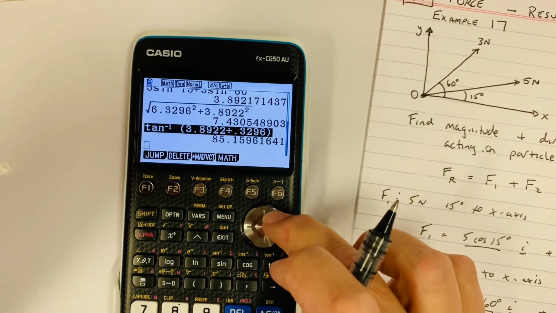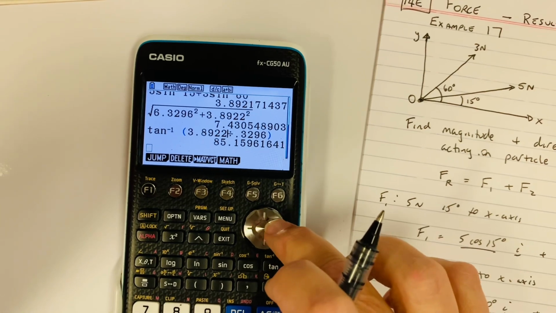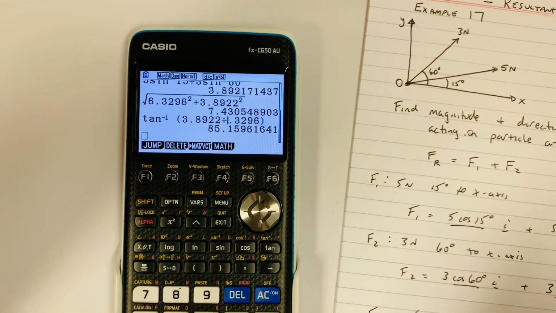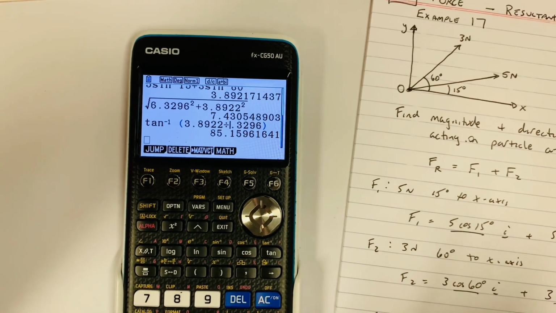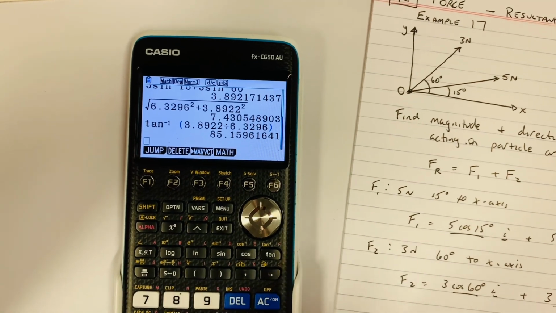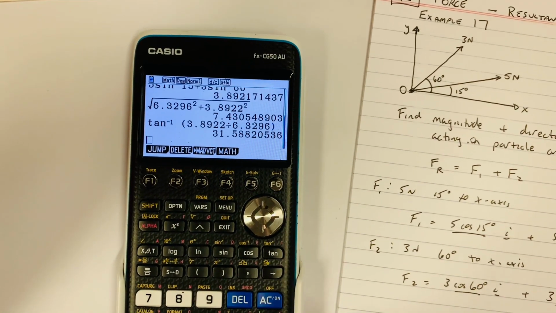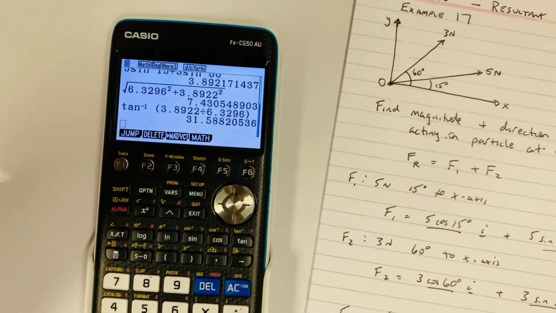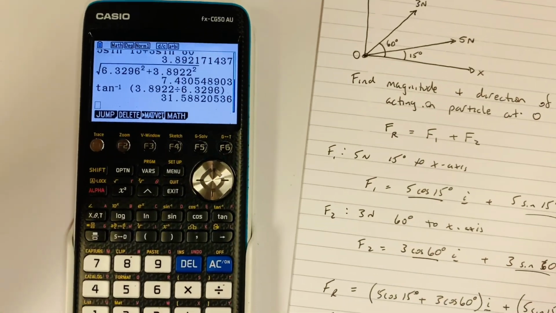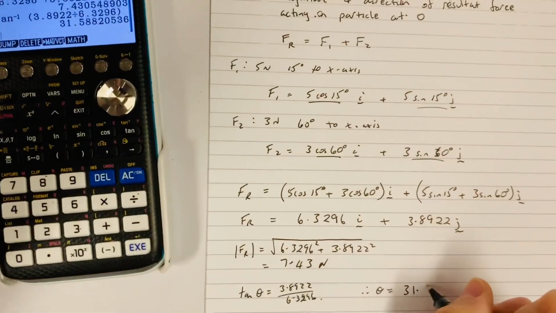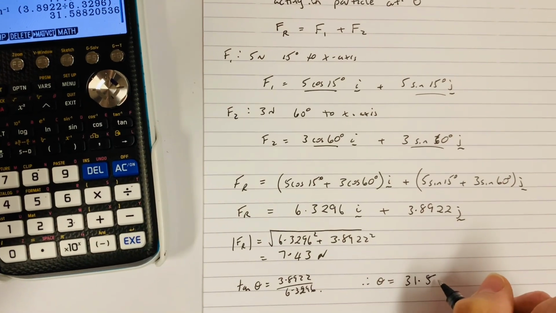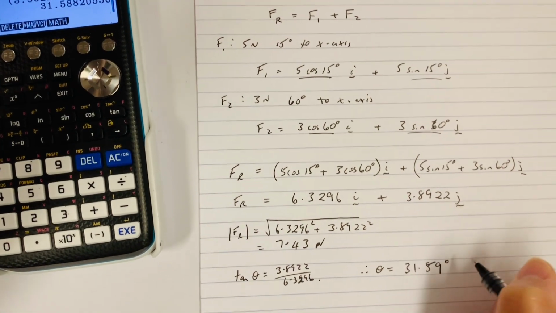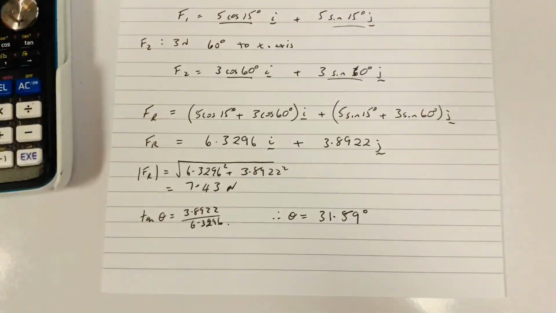Let's just jump up here. When I typed, I missed out my digit there, didn't I? I needed a 6 there. So let's do that again. That seems much more reasonable, doesn't it? So my angle is 31.59 degrees. Let's round off to 2 decimal places.